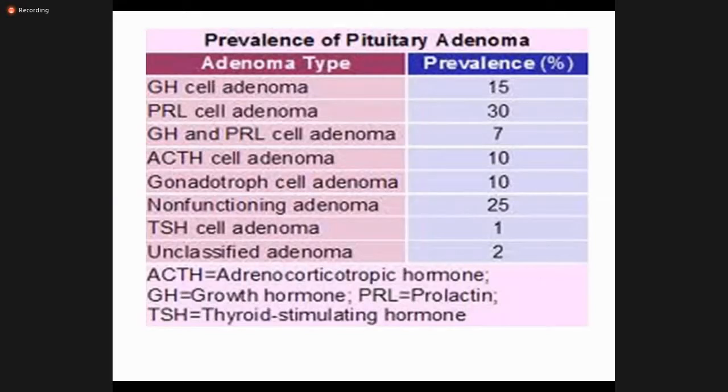Then the combination of growth hormone and prolactin, both in the same tumor, 7%. Then ACTH adenoma, 10%. Then gonadotrophs, that is FSH and LH secreting adenoma, 10%. Then non-functional pituitary adenoma, 25%. That is one fourth of all adenomas are non-functional. TSH adenoma is very small in number, 1%, very rare. And some unclassified adenomas are also present in the classification.